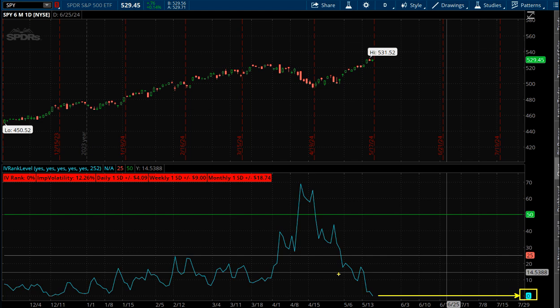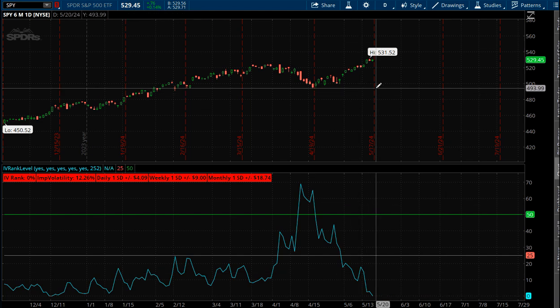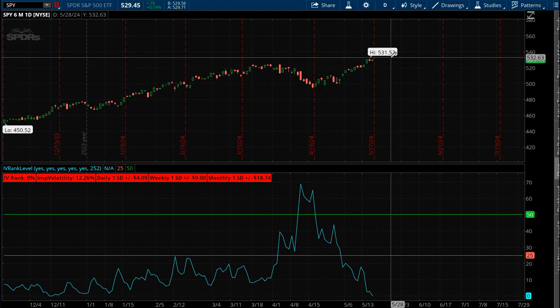We want low volatility. So this is it. This is the perfect one. It's at 0. It can't get any lower. So in the case of SPY, I'm going to let you decide because direction is a 50-50 shot. I don't know any more than you know.